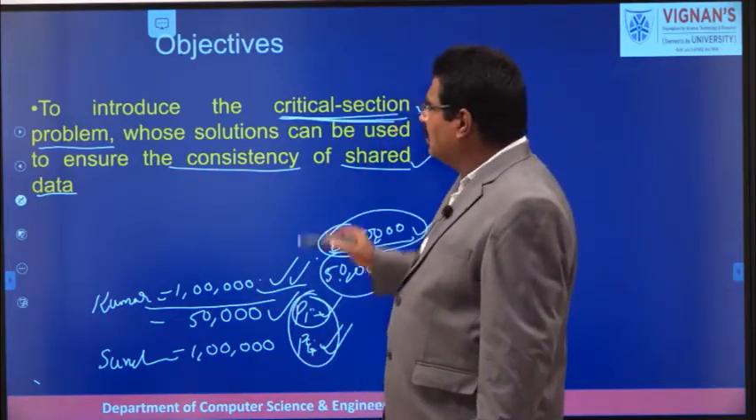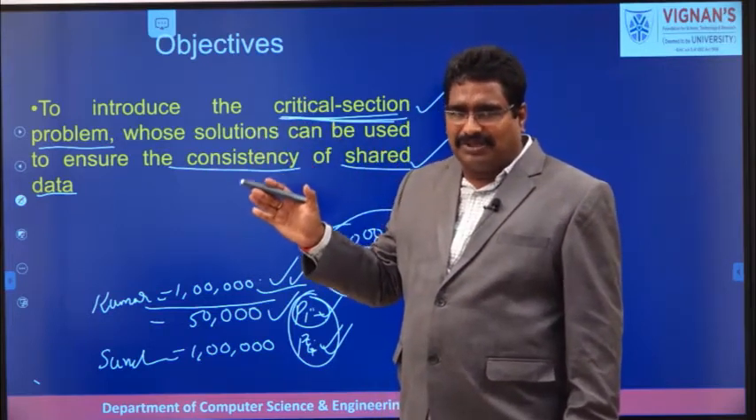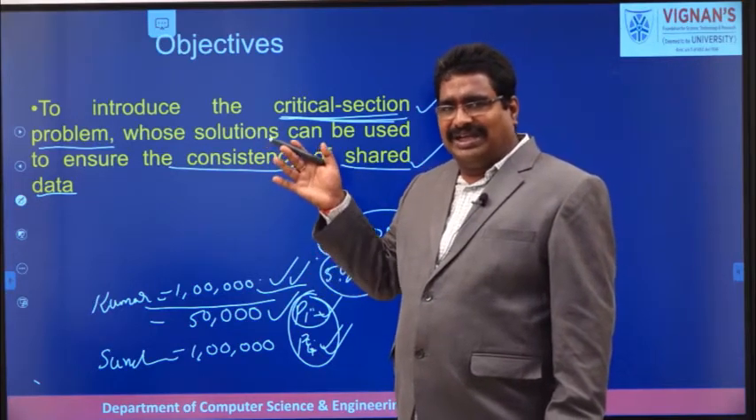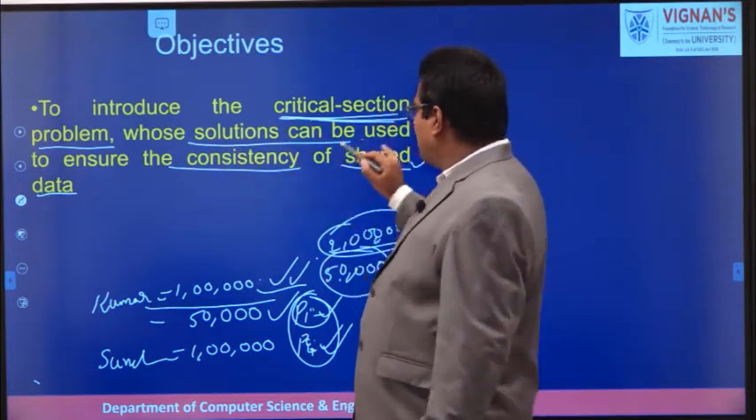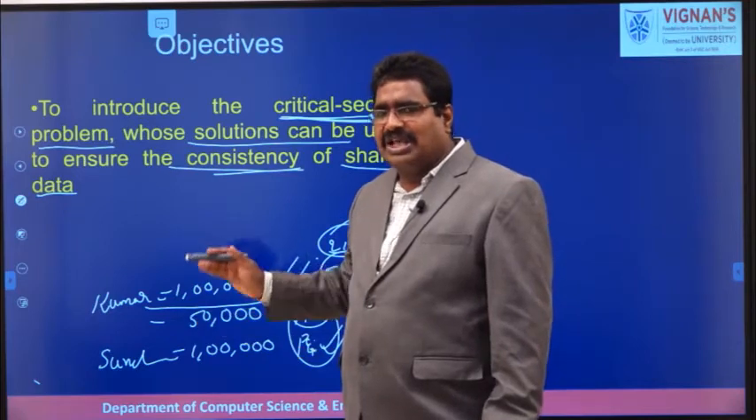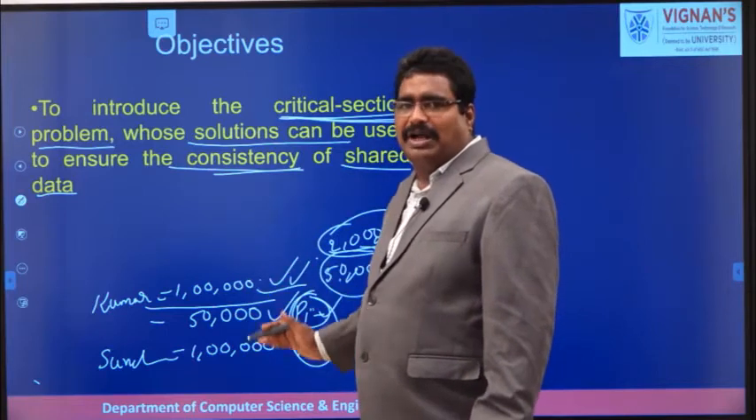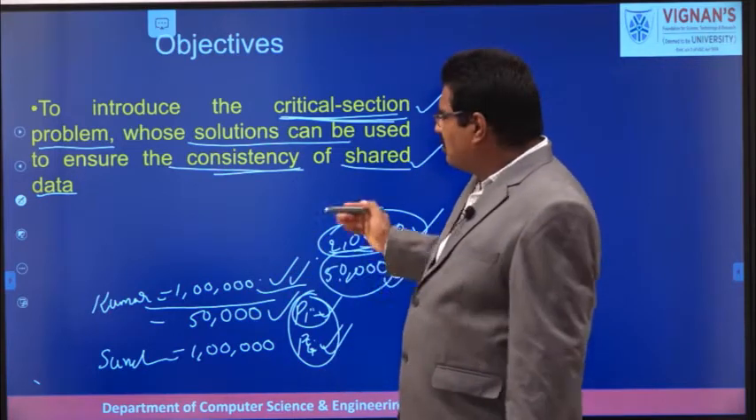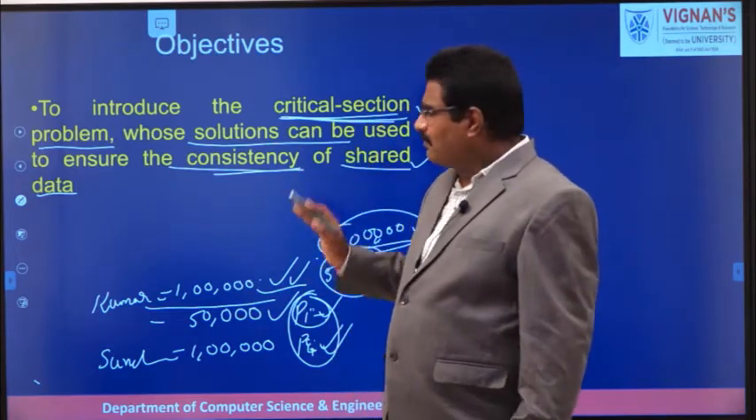So what is the first objective? To introduce the critical section problem, so the student is able to understand what a critical section problem is. That is nothing but when more than one process tries to modify the shared data, we get data inconsistency. Whatever solutions we provide for the critical section problem must ensure the consistency of the shared data. Whatever inconsistency problems exist must be eliminated. We need to allow the processes in some order. In this example, we need to allow P1 followed by P2 or P2 followed by P1. Then we get the correct result, 1,50,000. So that is the first objective of process synchronization.